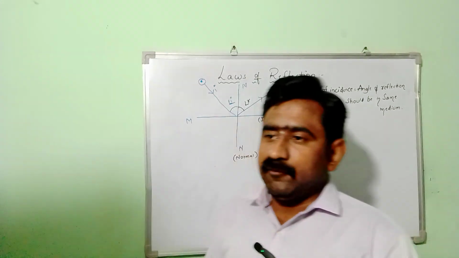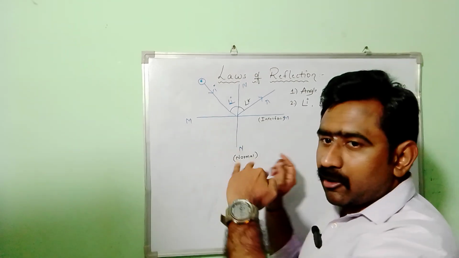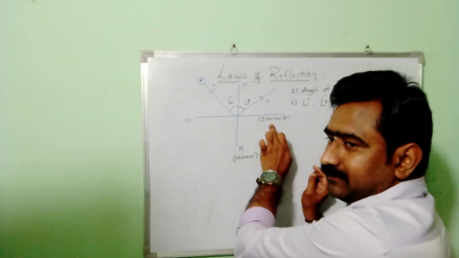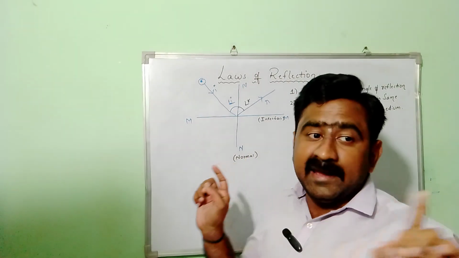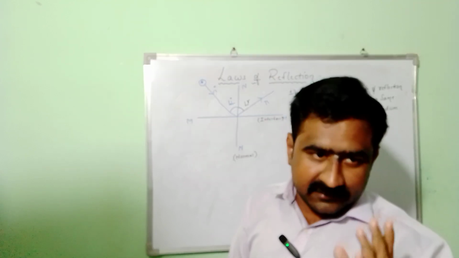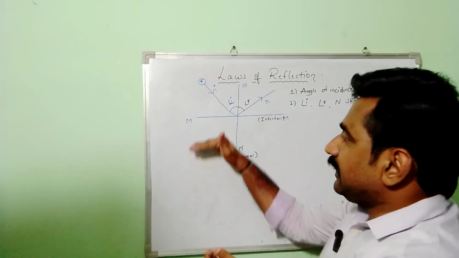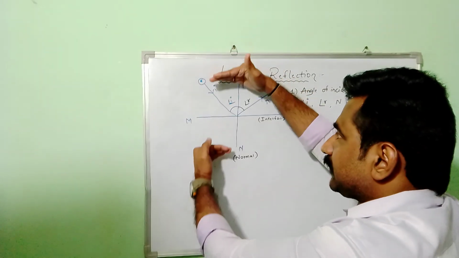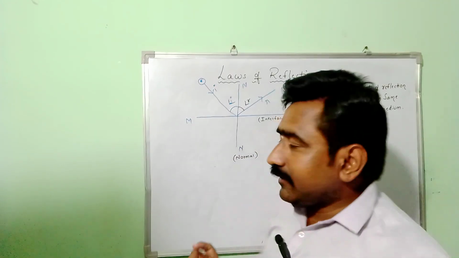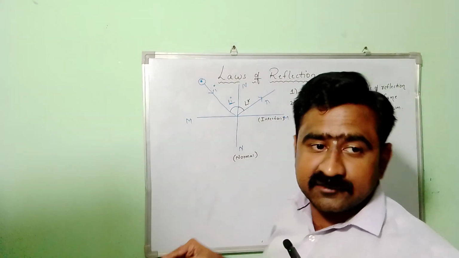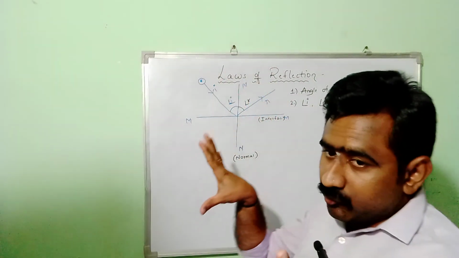If you look at the diagram, it is very clear. The horizontal line M, we are calling it the interface. As I already told you in the previous session, interface is nothing but a line joining the two media. Medium 2 and medium 1 are combined at the interface. That joining section is called the interface, and the line which is at 90 degrees to the interface is called the normal. Interface, NN normal. This is the diagram.